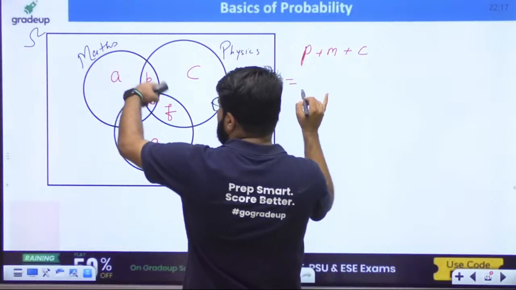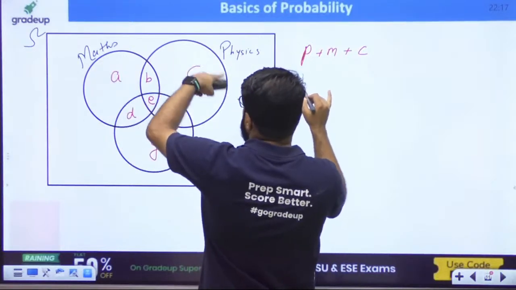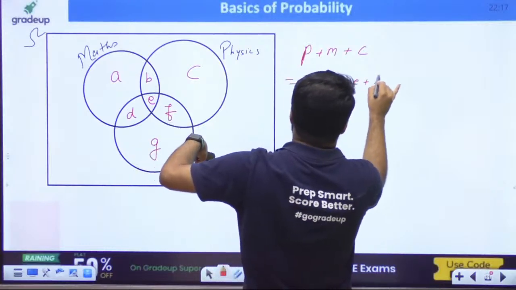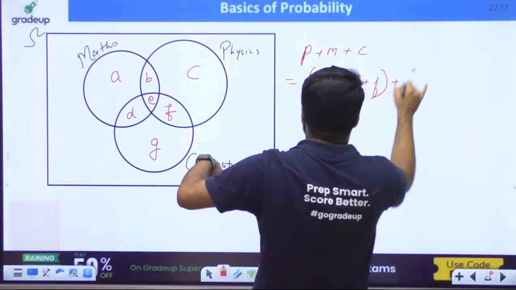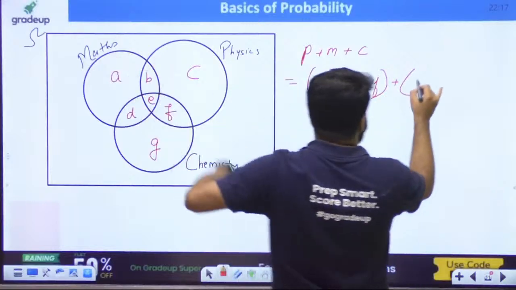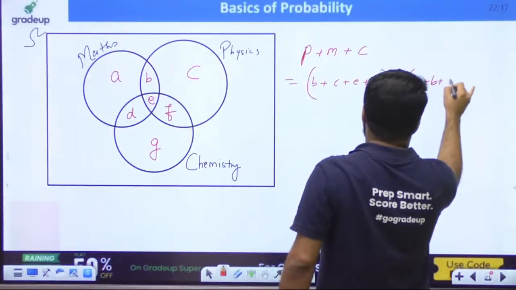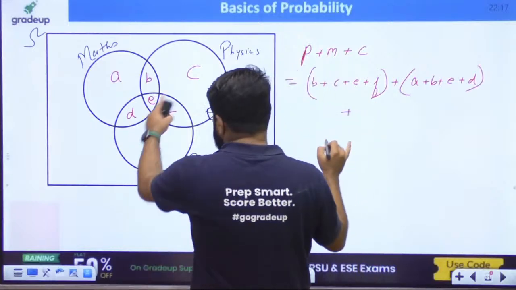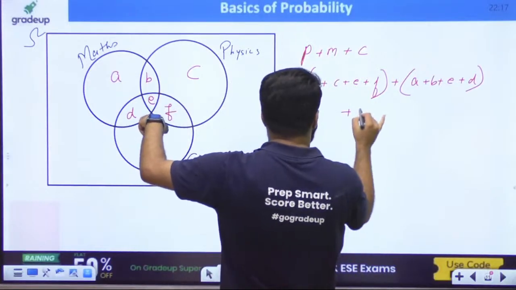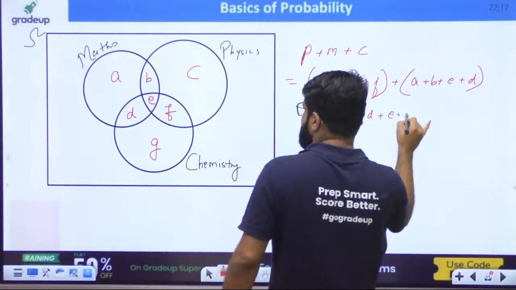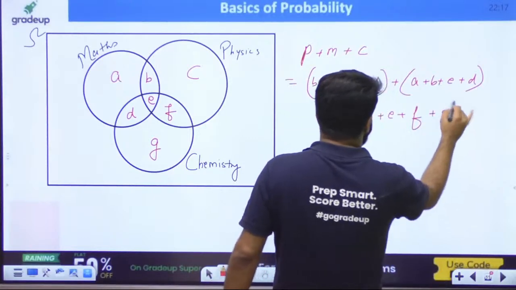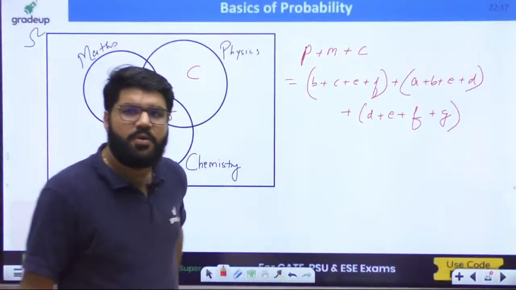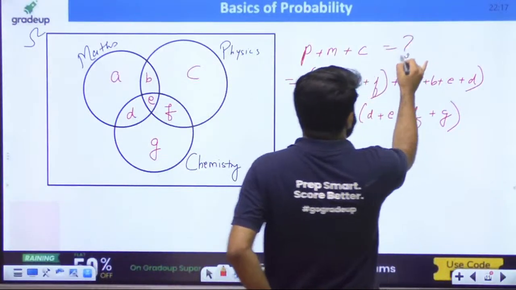So what is contained within physics? Within physics, B, C, E, F. Plus what is contained within the maths? A, B, E, D. Correct. Plus what is contained within the chemistry? Within the chemistry, it is D plus E plus F plus G. We want this value. The question is P plus M plus C.